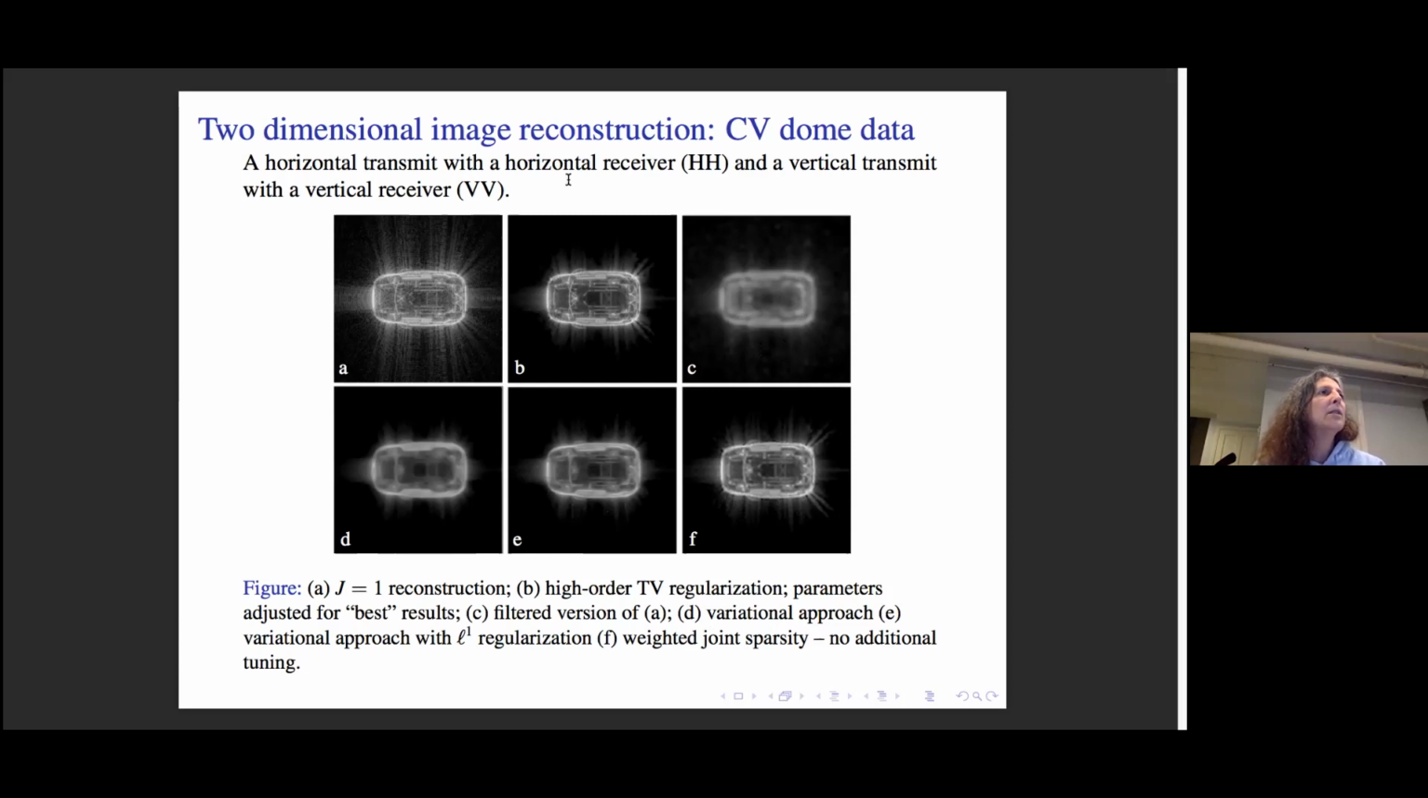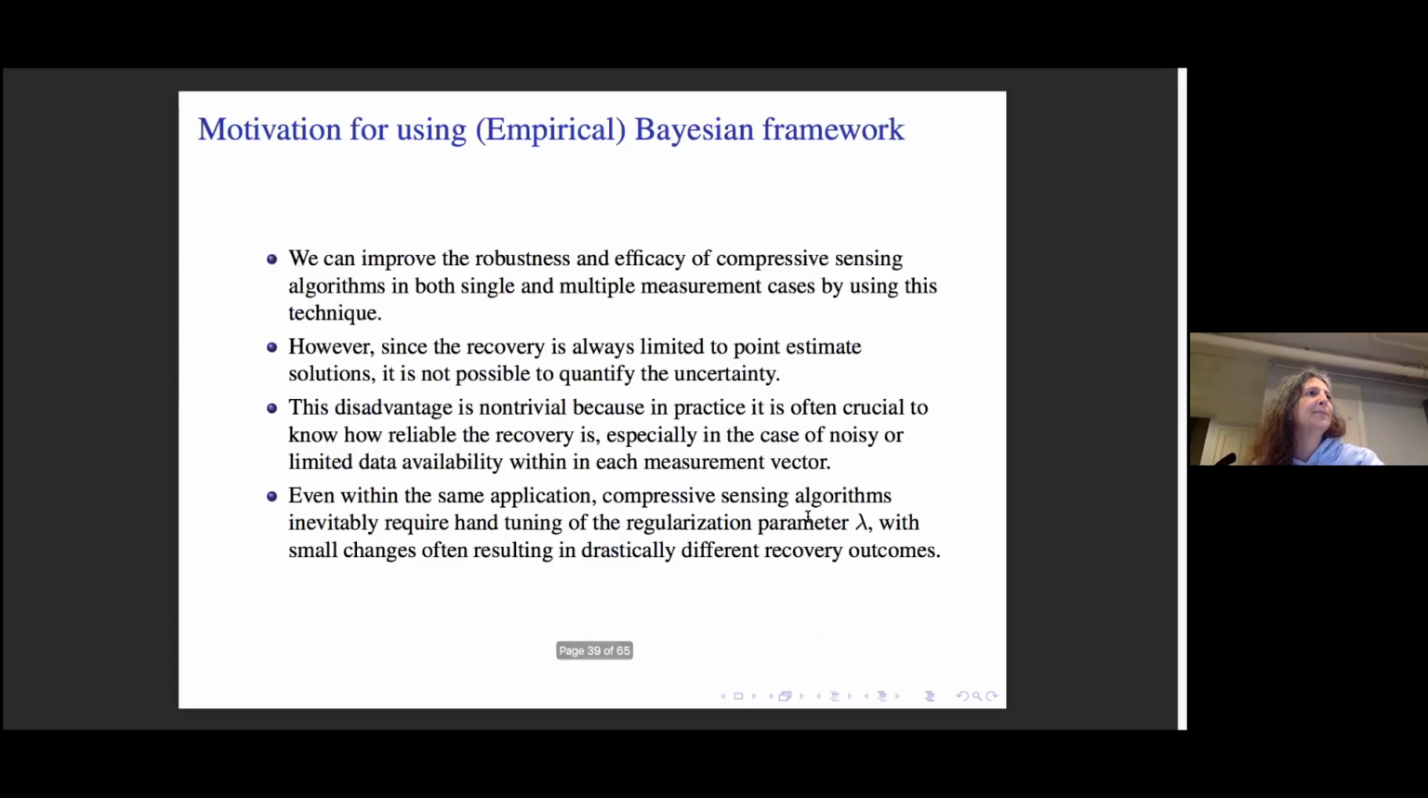Now, note in this new method, for this particular problem, we only use J equal to 2. So we're not having tons of multiple measurements. You might look and say, there's not really that much of a difference between B and F. Okay, fair point. Except with B, we had to do a ton of tuning on the parameters to get this image, whereas with F, everything was tuned right away by using the variance of these 2 data vectors. So that's the take-home message from that.